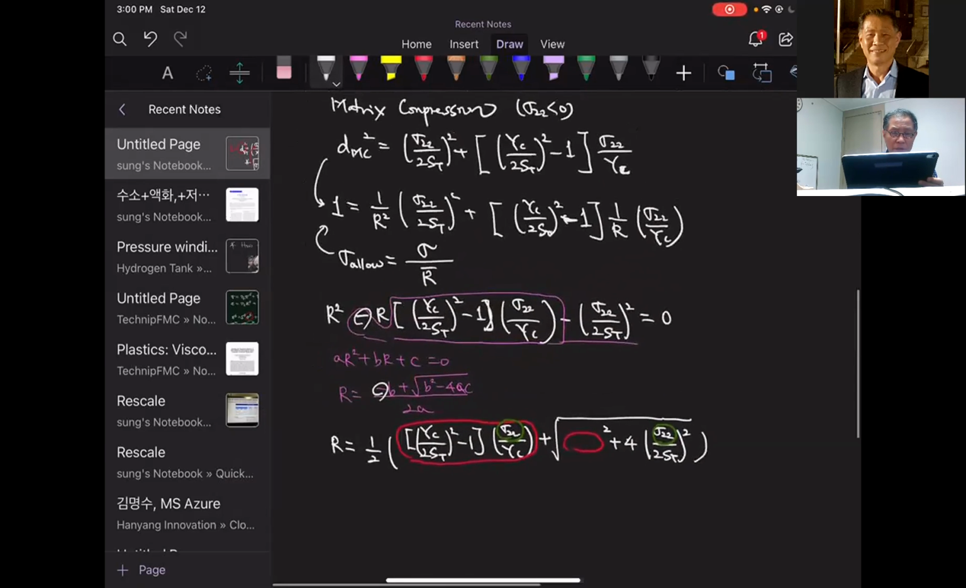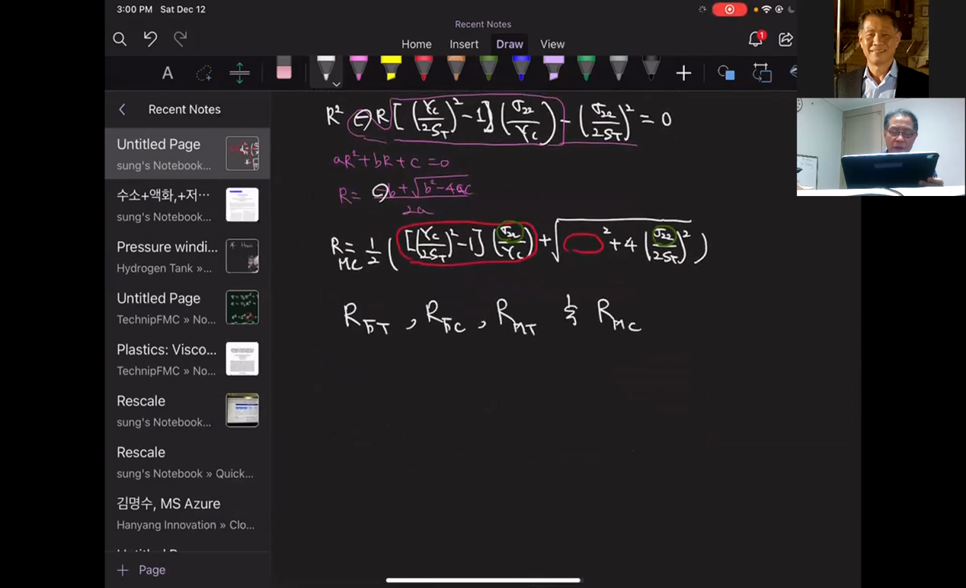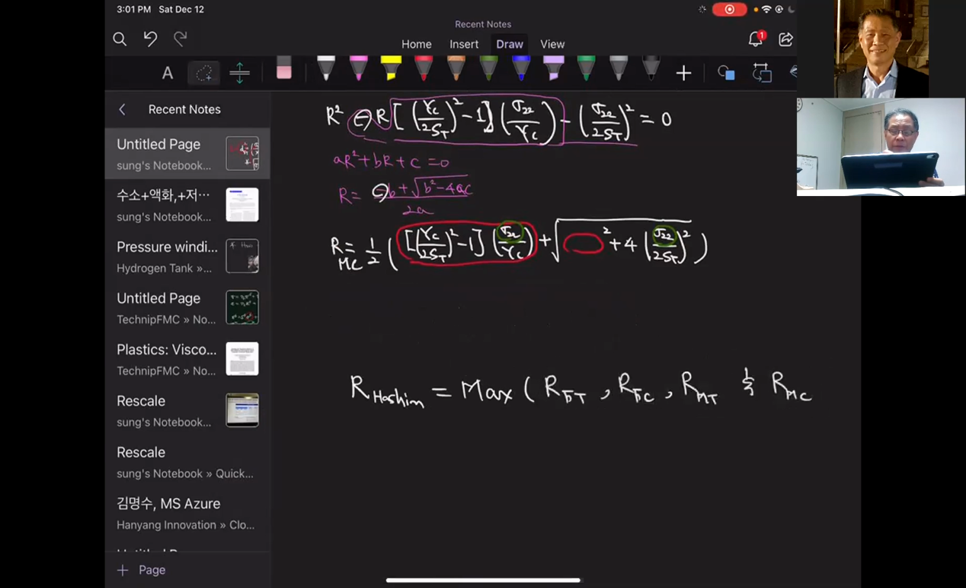By the way, this one we need to call matrix compression. So what we're going to do is calculate the fiber tension and fiber compression and matrix tension and lastly matrix compression. So we're going to calculate all these terms and also R. By the way, I omit the bar here. Okay. And R, I will say Hanyang, will be a maximum of all of these. And that's the one we can judge.